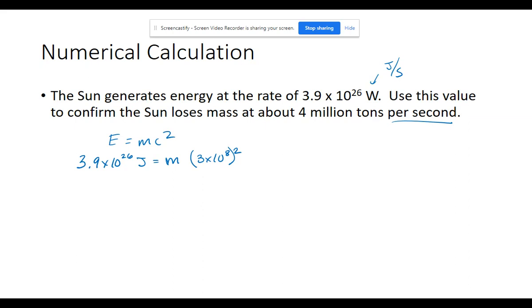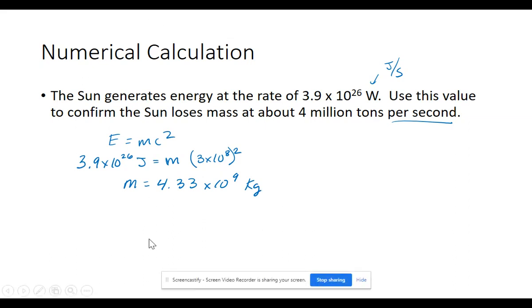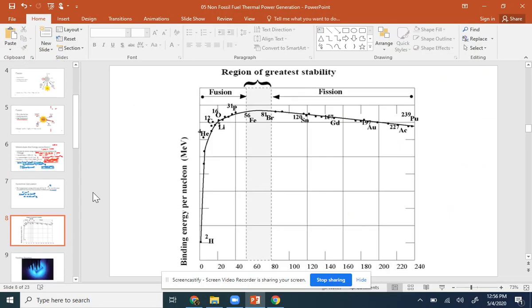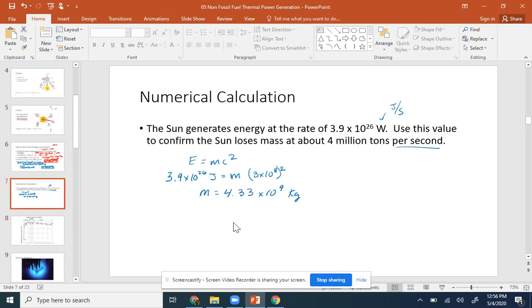So 3.9 times 10 to the 26, divided by 3 times 10 to the 8 squared, gives you m equal to 4.33 times 10 to the 9 kilograms. So now we just have to change kilograms into tons. 4.33 times 10 to the 9.